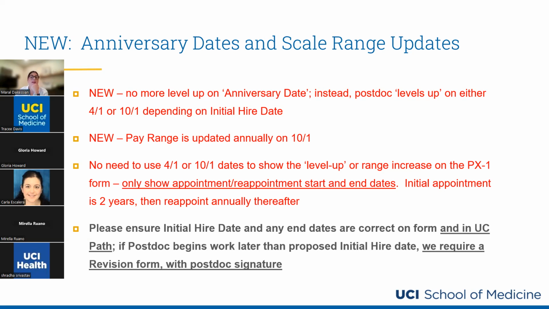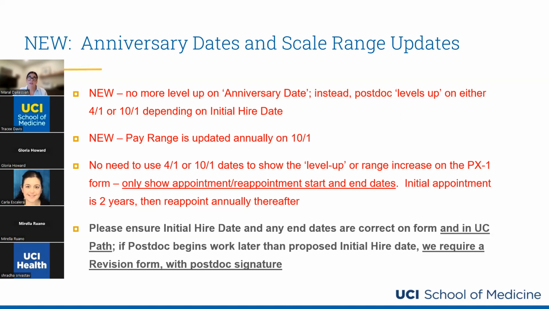One thing to keep in mind is to please make sure on the PX form, when you're filling it out, that the initial hire date and any end dates are correct on the form and in UC Path. If you have a postdoc, and this happens fairly often, that you were hoping to have start on a certain date and they start later than that date, we need a revision PX1 form and we need everybody to sign off on it. That needs to come to our office in a timely manner so that we can review and process it. And then that update to the start date and end date must be updated into payroll in a timely manner.